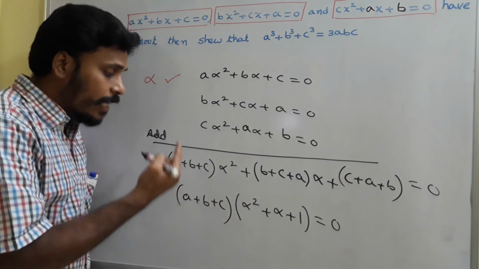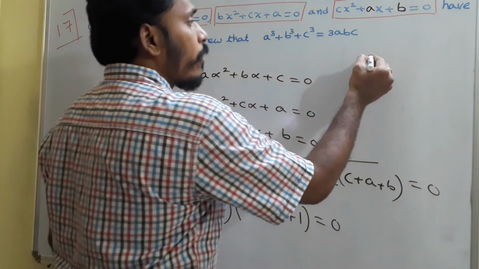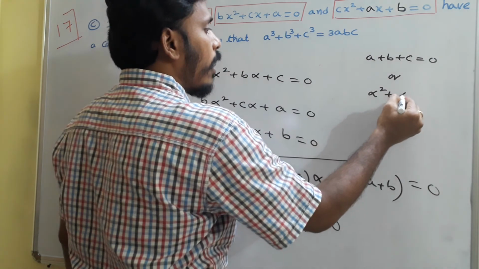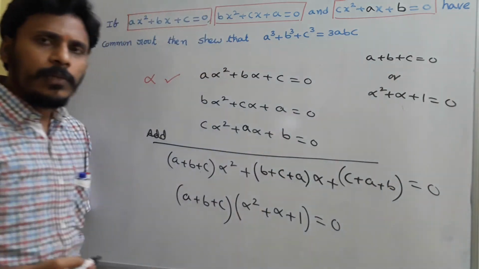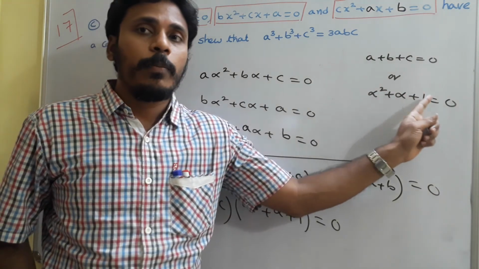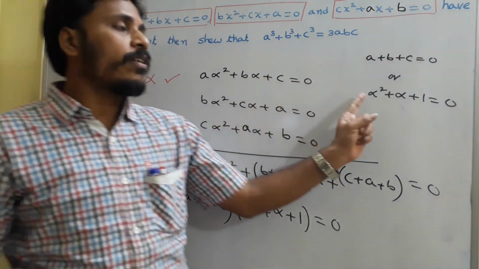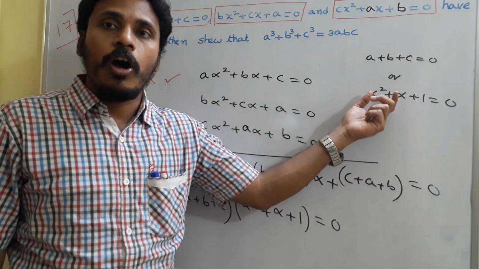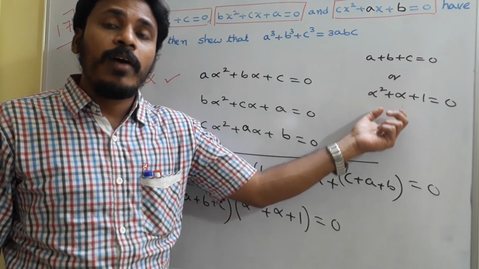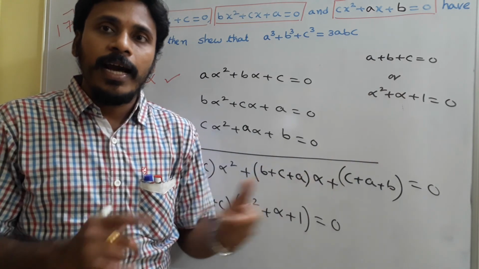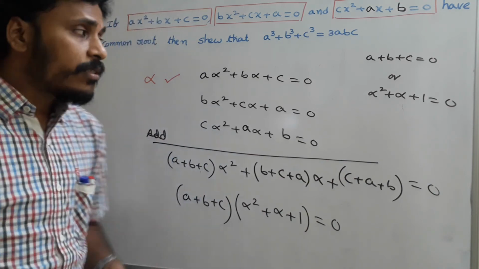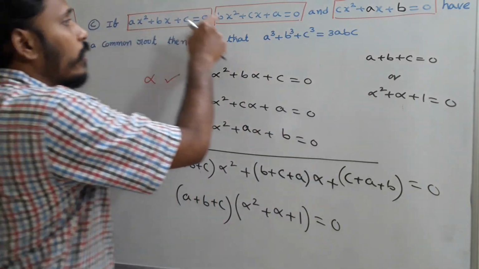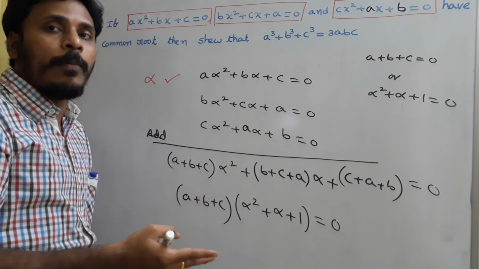This product is 0 in the sense either this is 0 or that is 0. So what will happen? a plus b plus c is equals to 0 or alpha square plus alpha plus 1 is equals to 0. So you just think about the second equation, alpha square plus alpha plus 1 is equals to 0. This doesn't have a real root, it has imaginary roots. Since it has imaginary roots, alpha has two possibilities and they are conjugate to one another. Since this alpha is imaginary, if that alpha is a common root for these three, automatically they will have two common roots, not one common root.